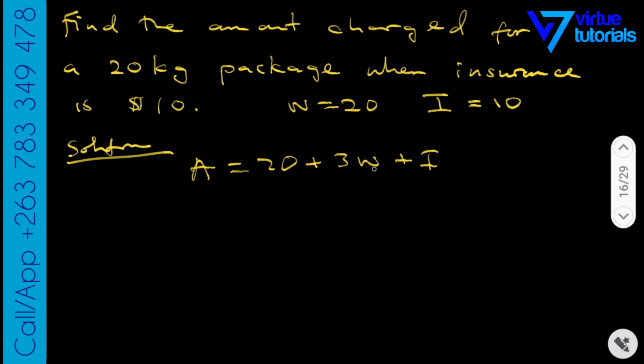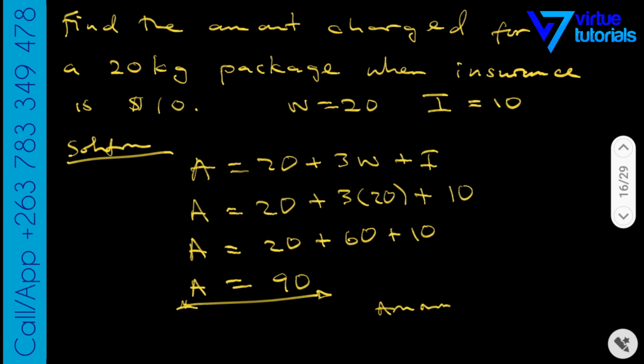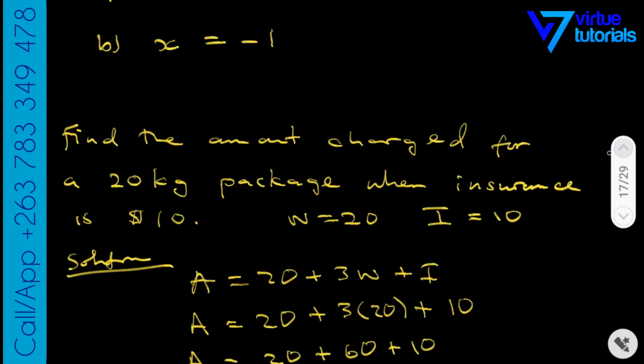So now I can just substitute those values, right? A is equal to 20 plus 3 times 20 plus 10. So A is equal to 20 plus 60 plus 10. A is equal to 20 plus 60, that's 80, plus 10, that's going to give you 90. So the amount is $90. And all we had to do was just substitute the actual values for W and I in this particular case. So let's go to the next thing.